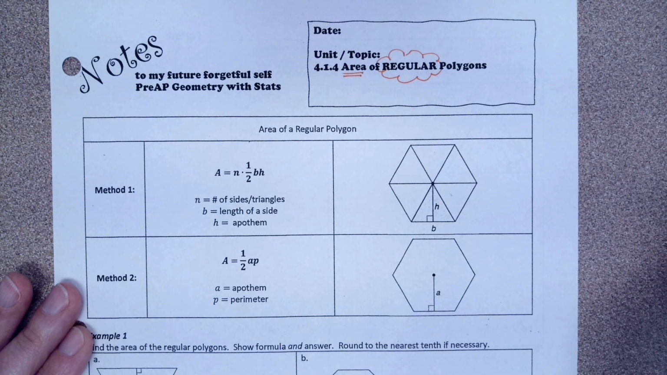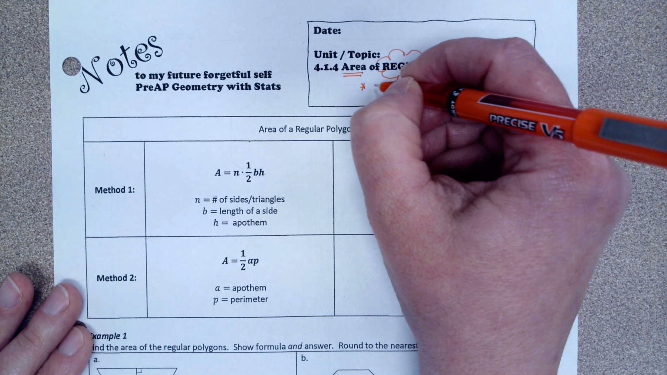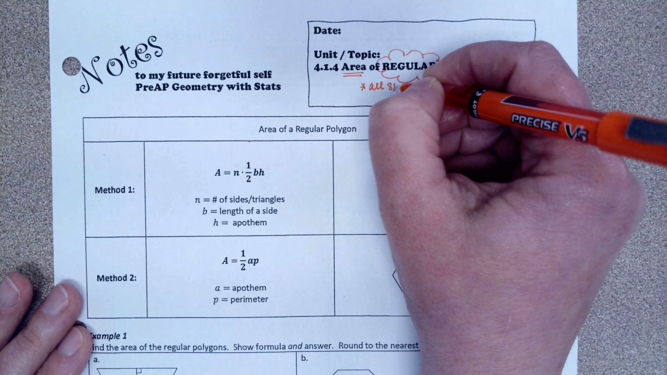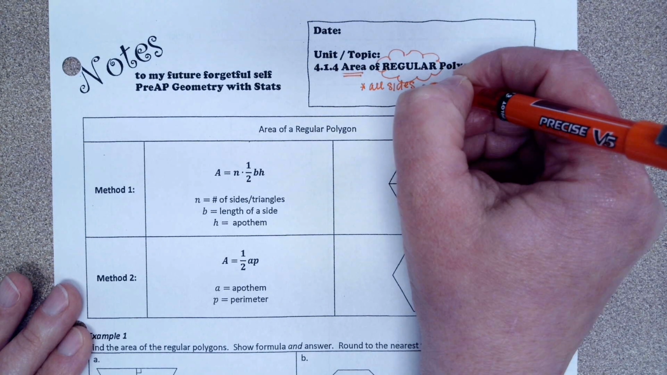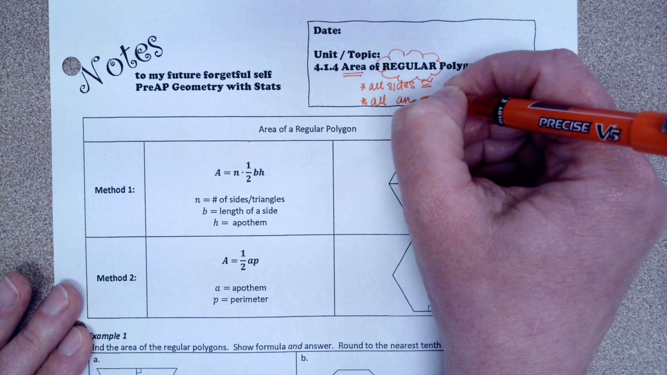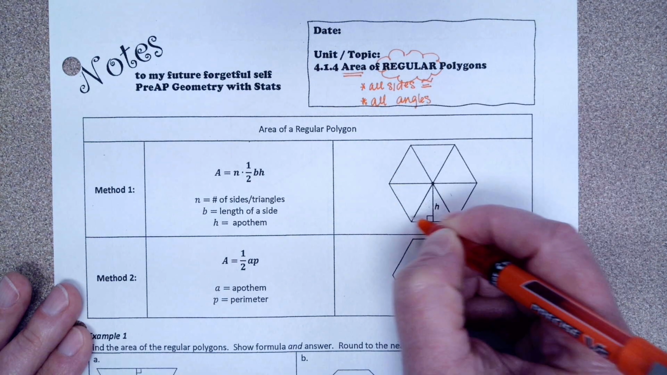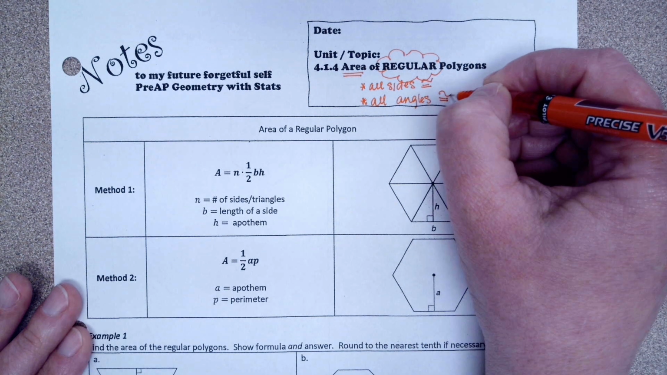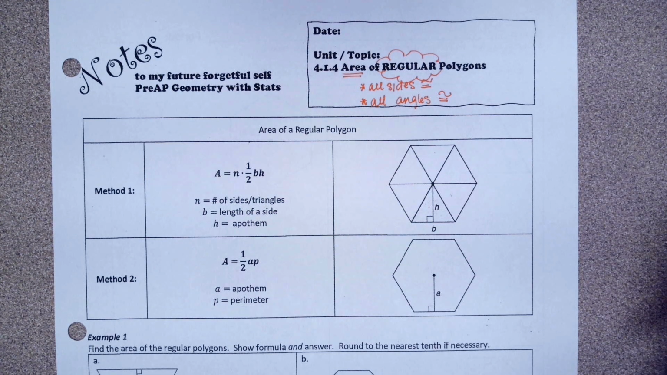So remember that when we say regular, that means that all the sides are the same, right? And all the angles. And when I refer to the angles, I'm talking about the ones that are at each vertex, right? So all the angles are congruent. It has to be regular, right? If it's not, then we've got a problem.